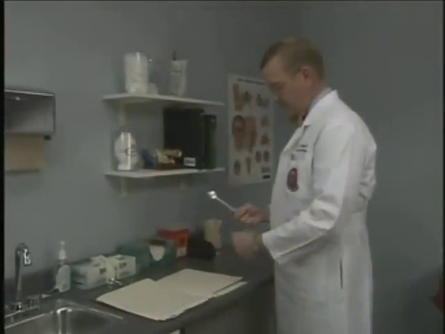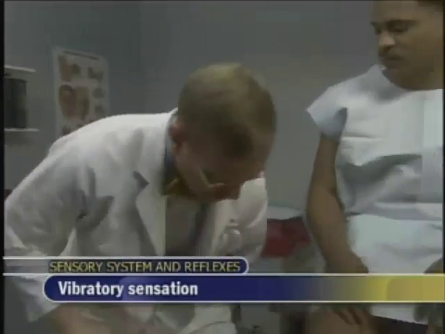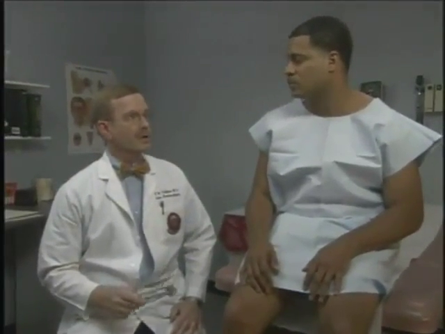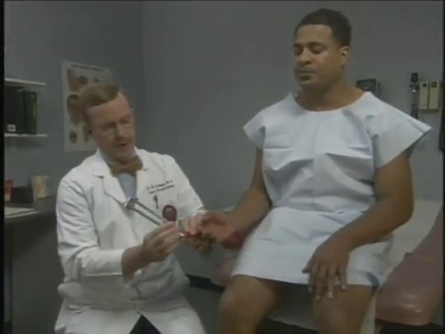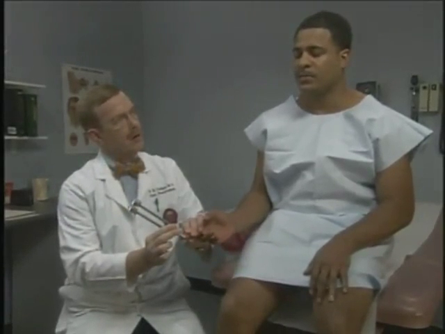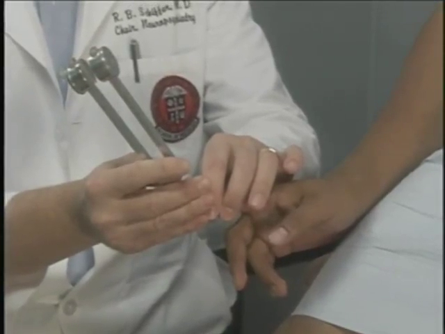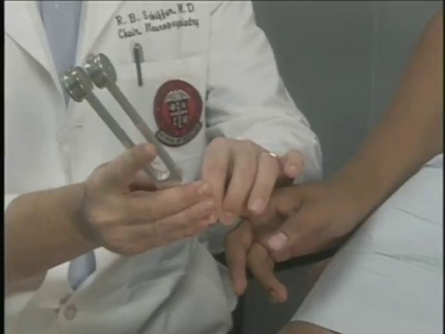Next, assess vibratory sensation using a lightly vibrating low-pitch tuning fork. All right, I'm going to test vibratory sensation next. Close your eyes again. Have the patient close his eyes, then place the vibrating fork firmly over the finger pad and ask the patient to tell you what he feels. What do you feel? Vibration. Ask the patient to tell you when the sensation stops. Then stop the vibration. It has stopped.